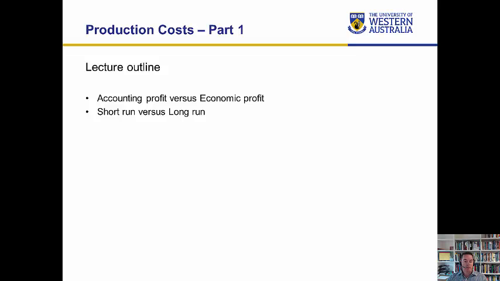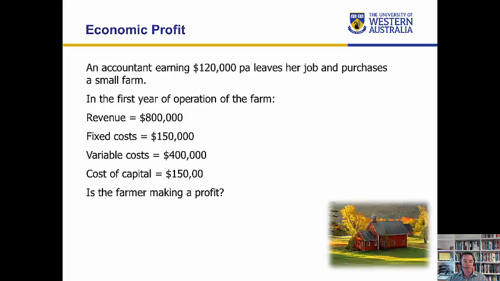And also we're drawing a distinction between two different periods of time in microeconomics, and that is the short run versus the long run. Now, in terms of economic profit, I've set up a little scenario here, and we've got an accountant who was earning $120,000 a year, and she leaves her job and purchases a small farm. Now, during the first year of operation, I've got revenues there of $800,000, and I've got three categories of operating costs. So we've got fixed costs, variable costs, and then the cost of capital.